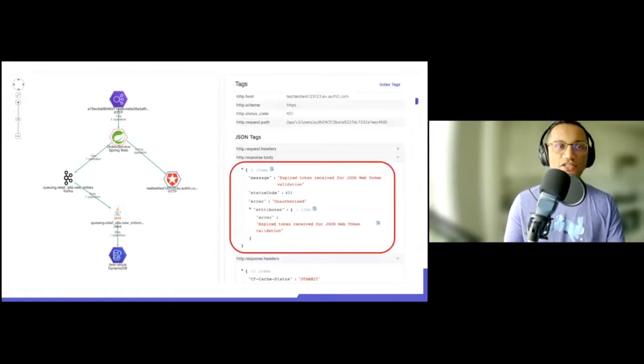Once you focus on the auth0 microservice, you can see that the JSON token has expired. And now you know that you should have used refresh tokens instead of access tokens in this particular example. So as you can see, within a few clicks, you can actually detect the problem as well as find a solution for the problem. So this reduces your MTTD and MTTR by quite a lot.